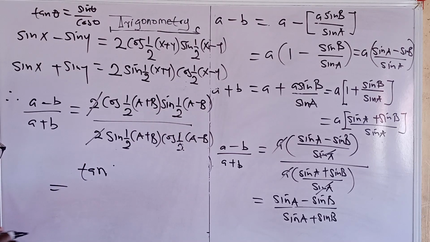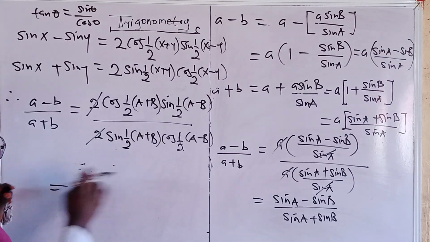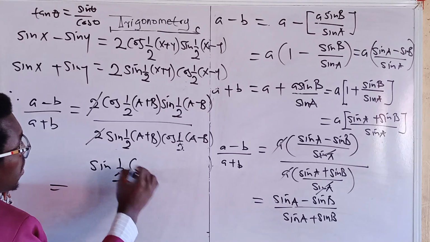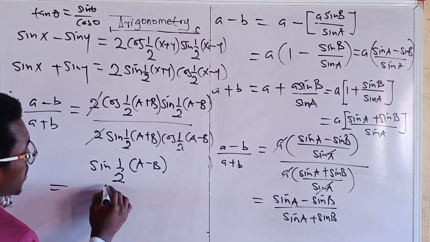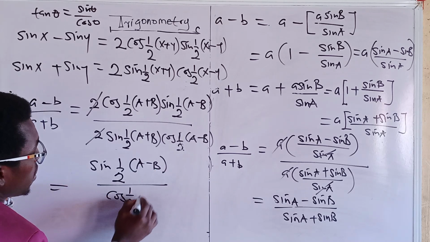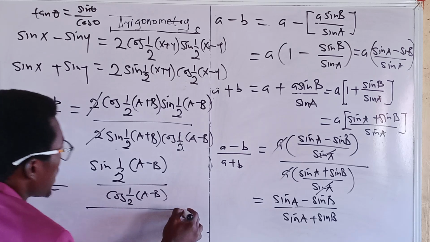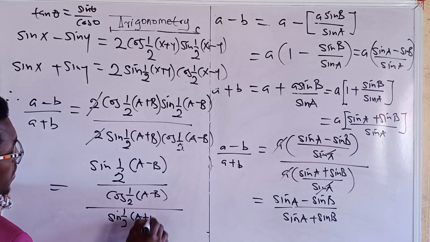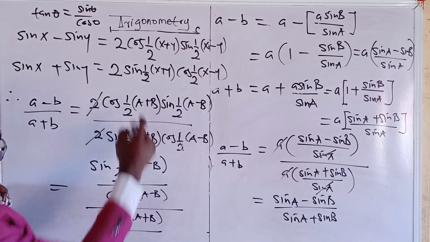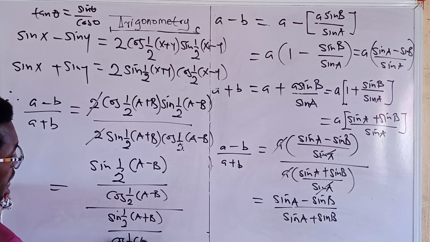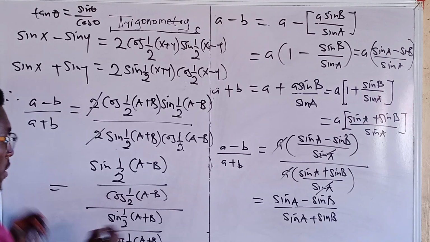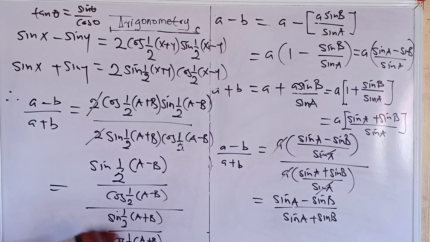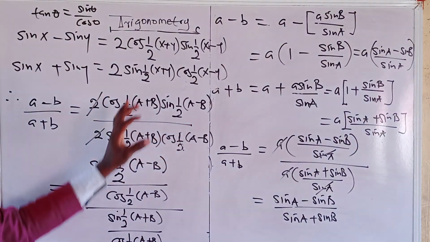Or before we do that, to avoid confusion, we can write this expression here as sine of half of (A minus B) over the cosine of half of (A minus B), divided by the sine of half of (A plus B) over the cosine of half of (A plus B). Can you see that? Yes. This expression you see here, we can write it in this format. Because if you manipulate it, you will get back this entire expression again. So these two are the same thing.